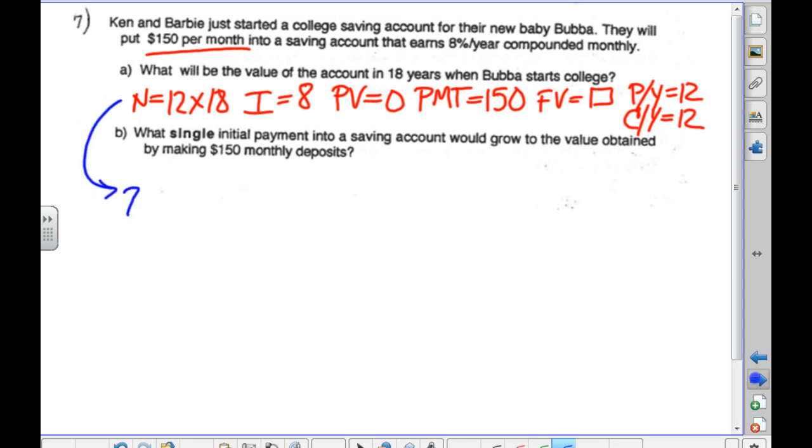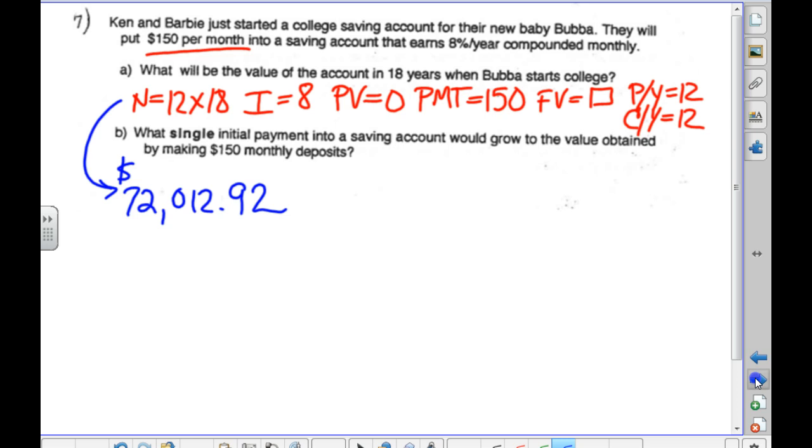17,012.92. Okay, so that's Bubba's college fund. Okay, he's in pretty good shape, right? For like 2 years. Depends where he goes. If he goes to Rock Valley or a state school, he's in good shape for Rock Valley.